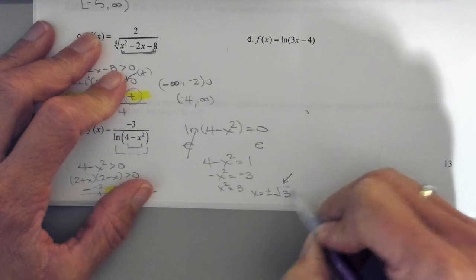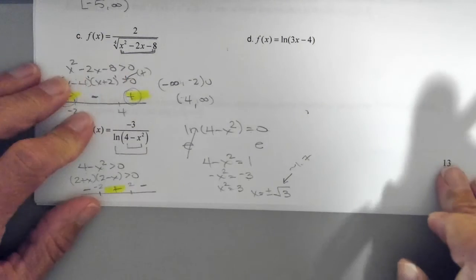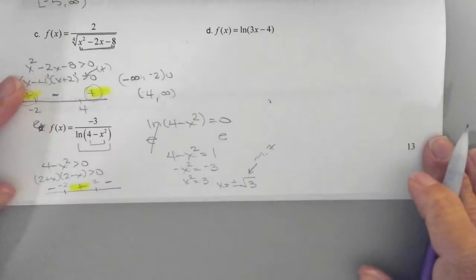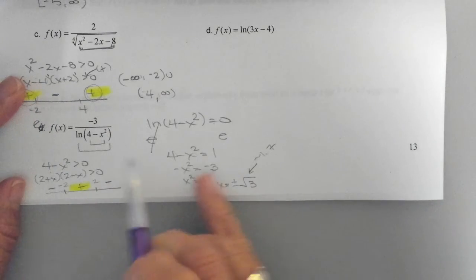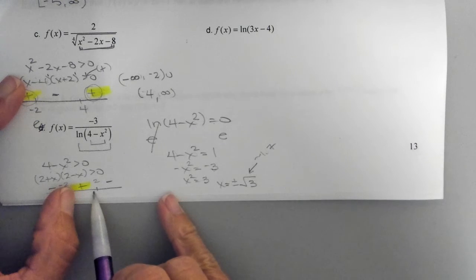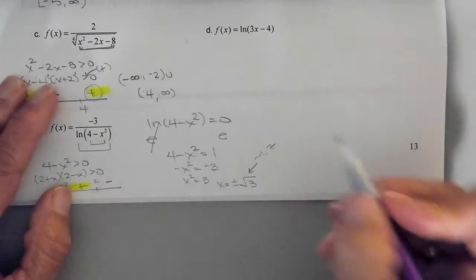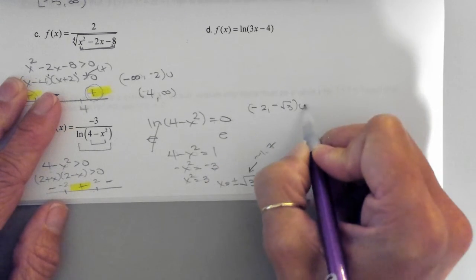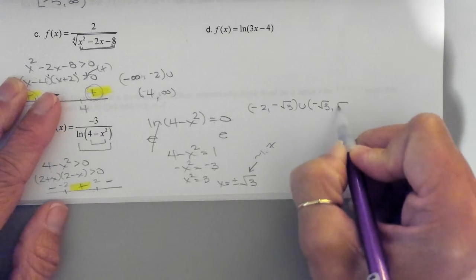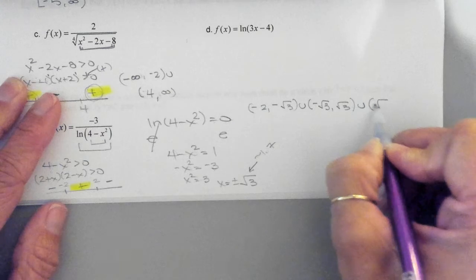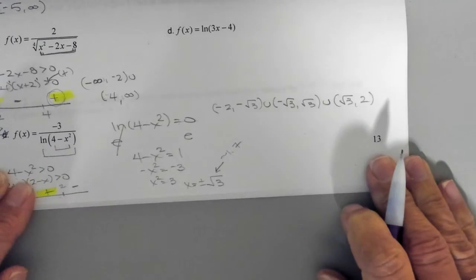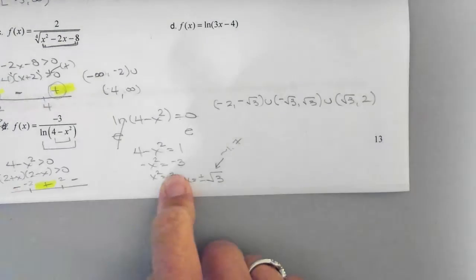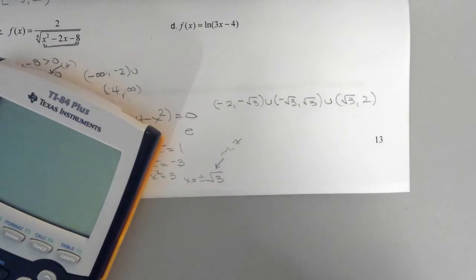Okay, just to give you an idea, the square root of 3 is about 1.7. How do I know? Because I've done these notes before. I don't have it memorized yet. Anyway, those values fall in here. So when we identify the domain, we have to say negative 2 to negative square root of 3, not included, negative square root of 3 to the square root of 3, and then the square root of 3 to 2. Union. Okay?